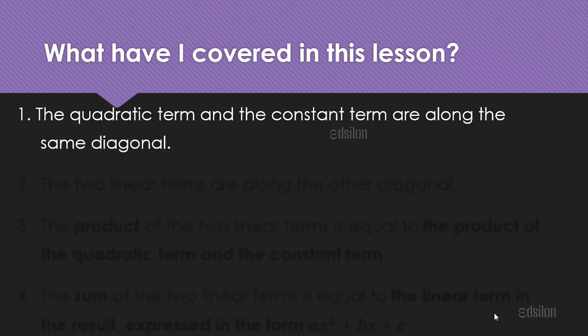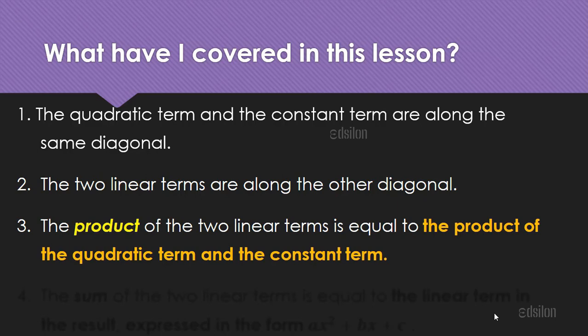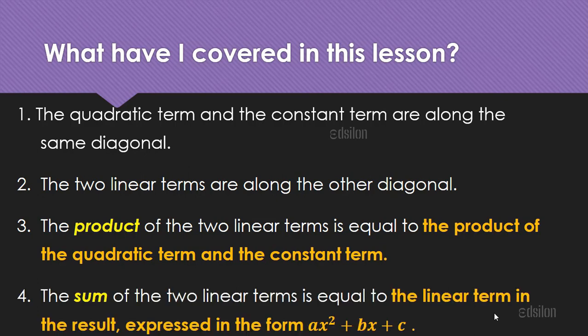1. The quadratic term and the constant term are along the same diagonal, that is, they are diagonally opposite. 2. The two linear terms are found in the other diagonal. 3. The product of the two linear terms is equal to the product of the quadratic term and the constant term. 4. The sum of the two linear terms is equal to the linear term in the result. Feature 3 and feature 4 are particularly useful in factorizing quadratic expressions.